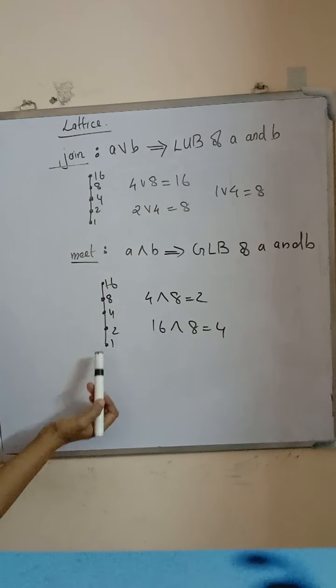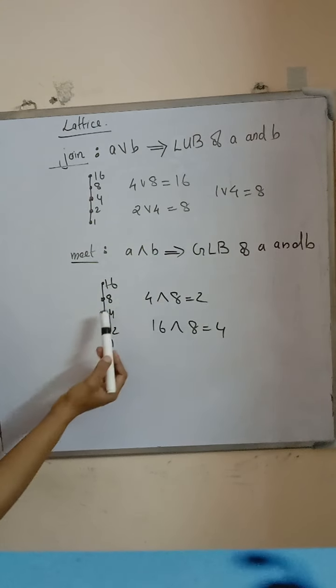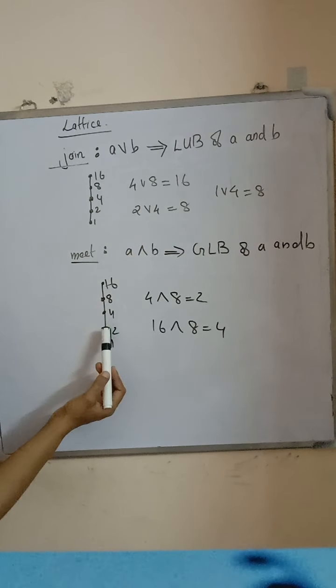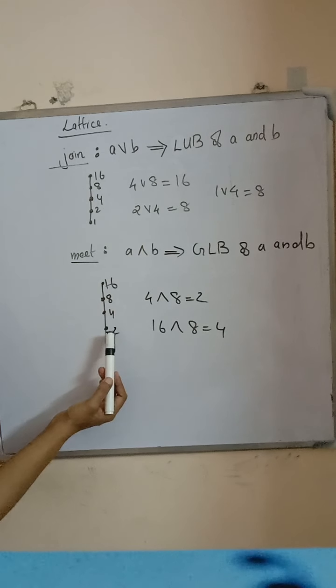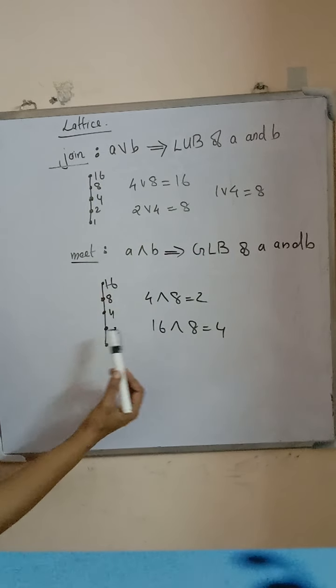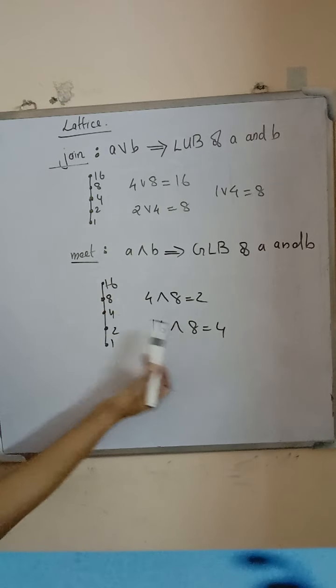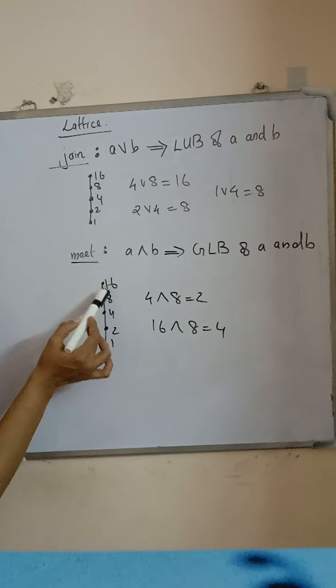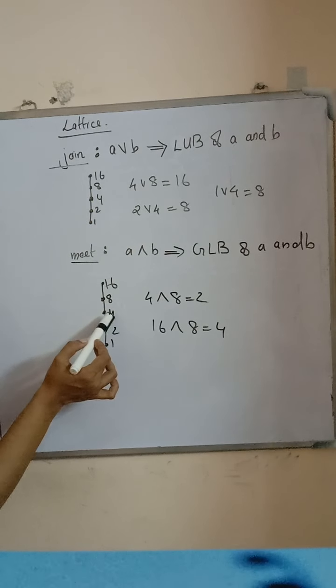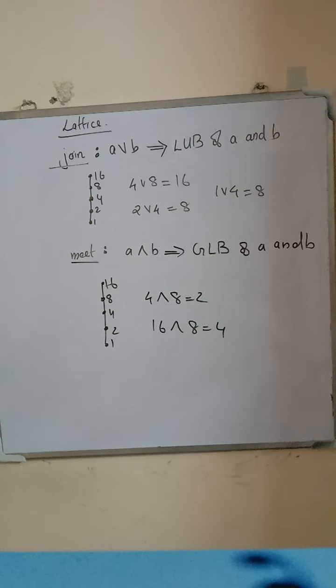In this Hasse diagram, 4 meet 8. The lower bounds of 4 and 8 are 2 and 1. So the greatest lower bound is 2. So 4 meet 8 is 2. Also 16 meet 8. The lower bounds of 16 and 8 are 4, 2, 1, and the greatest lower bound is 4. So here 16 meet 8 is equal to 4.